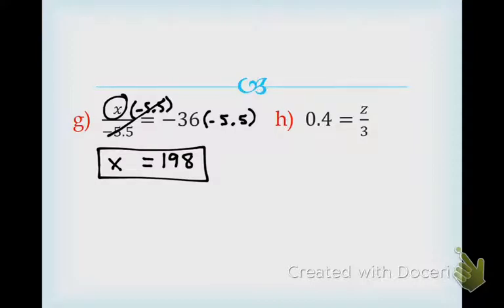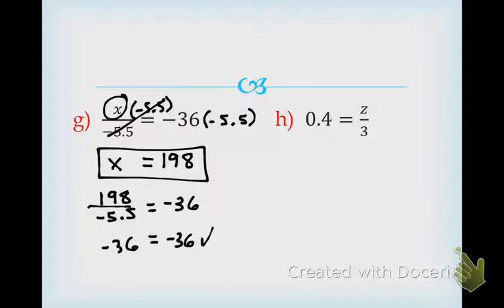Okay, once you plug that back in, 198 divided by negative 5.5, you can use your calculators. When you do that, what do you get? Negative 36, and that does equal negative 36, so you know it checked out. Once again, identify the variable. What is it?